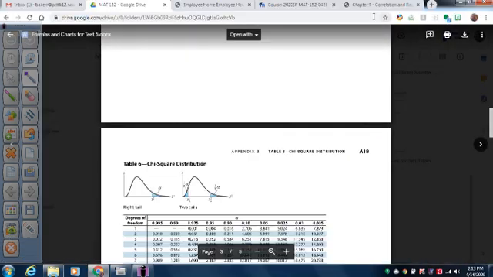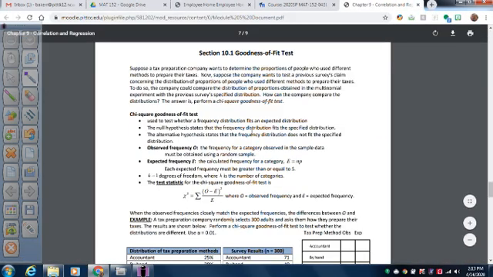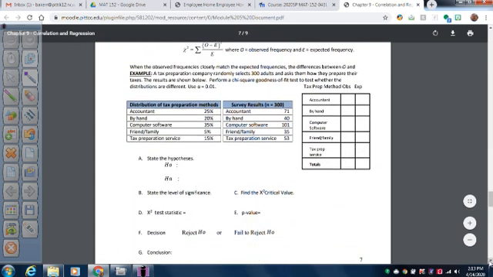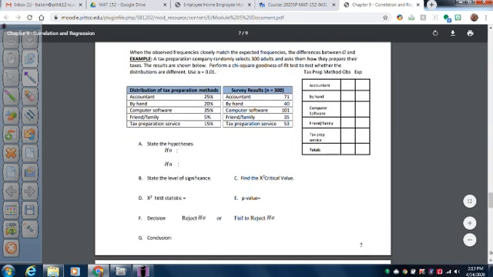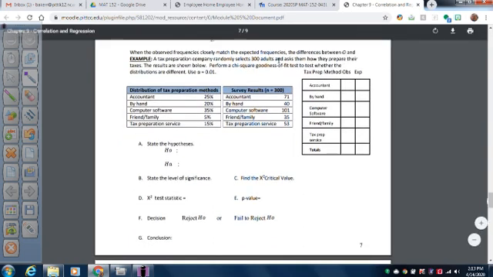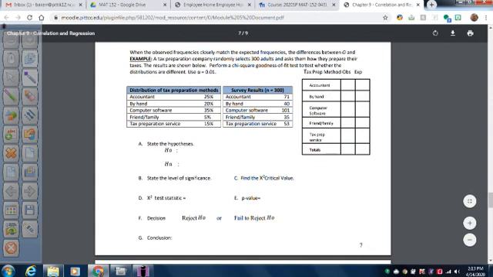So let's look at a problem. And here's the information that I was just going over as far as observed and expected and all that kind of stuff. So let's look at an example. A tax prep company randomly selects 300 adults, so that's your N, and asks them how they prepare their taxes. The results are shown below. Perform a chi-square goodness of fit test to test whether the distributions are different.